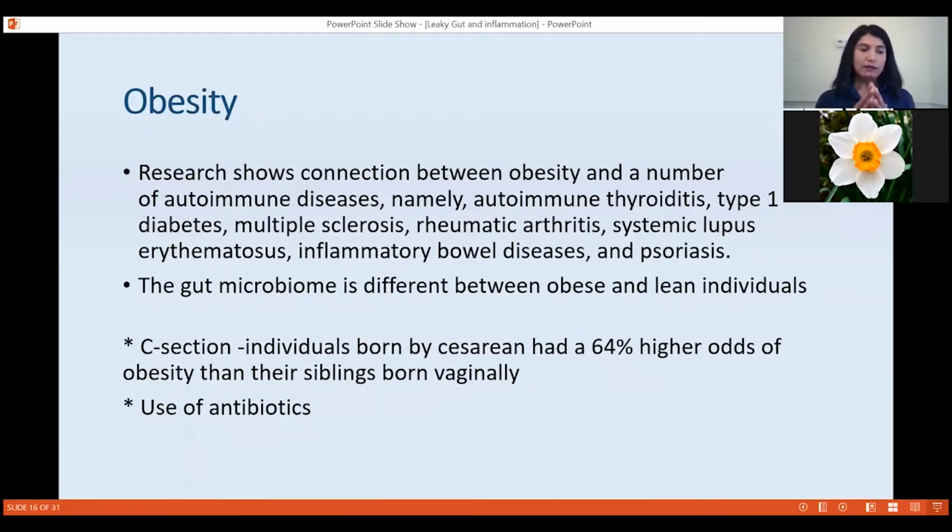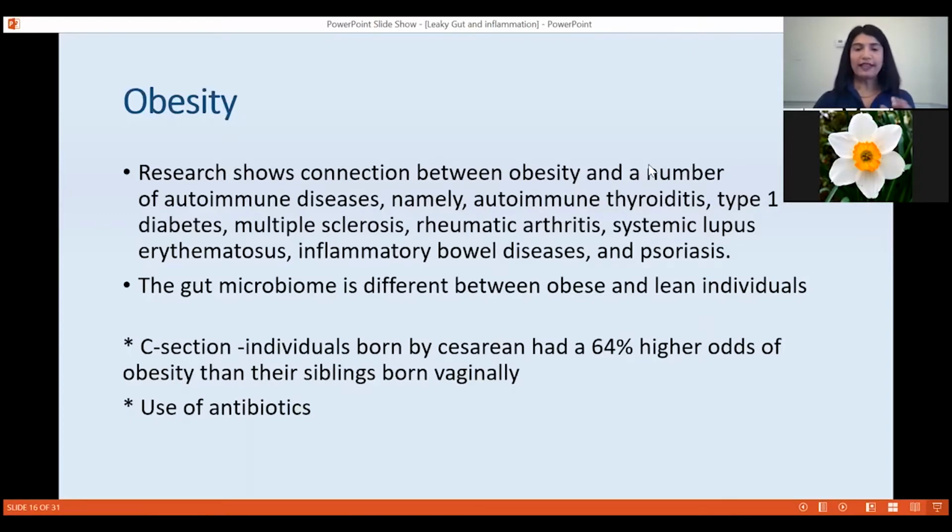When we talk about obesity, we often think that obesity is a risk factor for heart disease and for diabetes. But obesity actually is a risk factor for many other diseases, including autoimmune disease. It is also a risk factor for dementia and for cancer. So obesity is one of the very important variables that needs to be controlled early on because it can have adverse consequences later on. We have research which shows that obesity is connected to a number of autoimmune diseases, such as thyroid disease, type 1 diabetes, multiple sclerosis, rheumatoid arthritis, lupus, inflammatory bowel disease, and psoriasis.